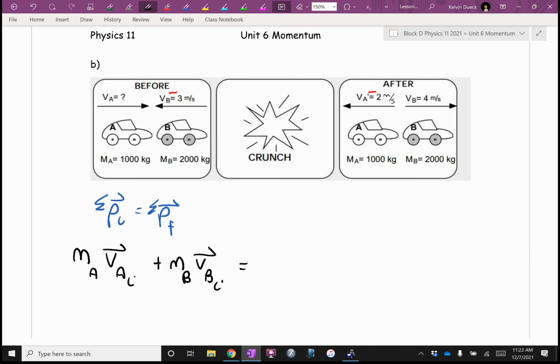After the collision, Keegan, what's moving? Car A, car B, both, or neither? Look at the picture. Car B? What about car A? Both. Stuck together or separate? How do I know they can't be stuck together? Because they have different velocities. If they're stuck together, their velocities would be the same. Okay? So I'm going to have mass of car A, VA final. Mass of car B, VB final. You okay with that, Keegan? Alrighty.